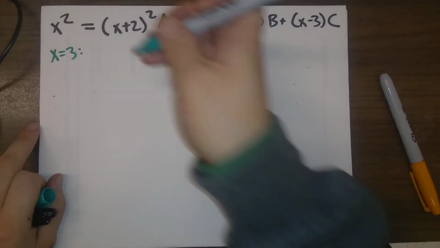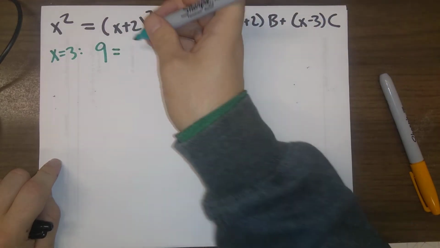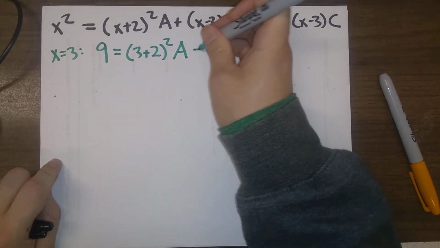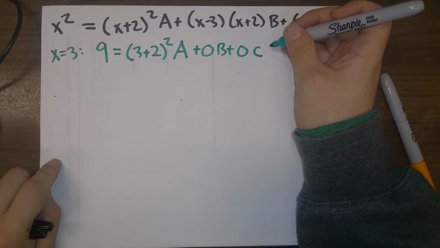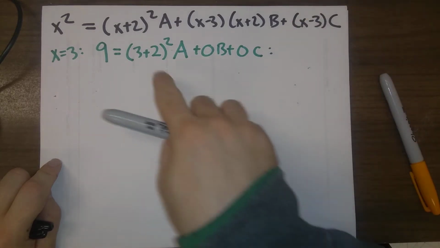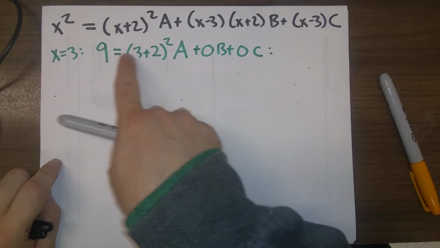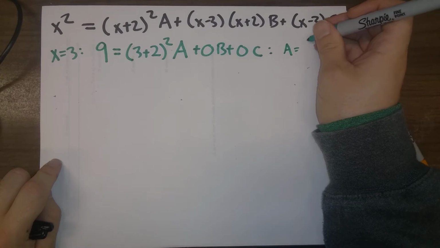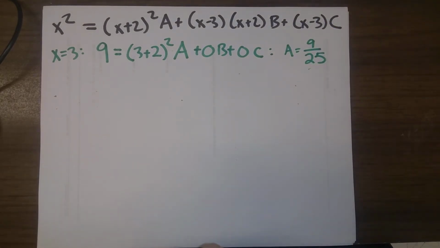And so we have x = 3, 3 squared is 9, is equal to (3 + 2) squared times a plus 0b plus 0c. And so we see here 9 is equal to 5 squared a, 9 is equal to 25a. So a is equal to 9 over 25. And as I said, sometimes fractions are unavoidable when we're working out these partial fractions.